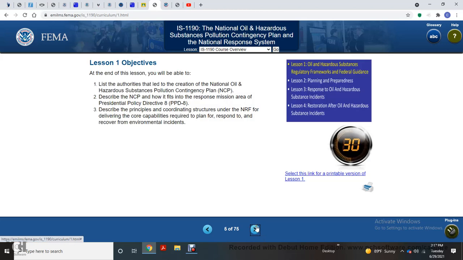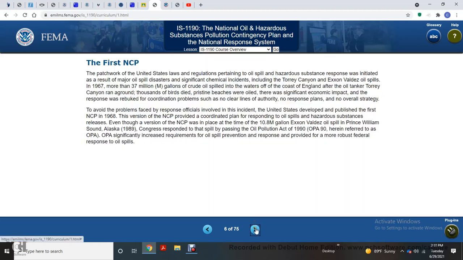All right, Lesson 1. At the end of this lesson, you will be able to list the authorities that led to the creation of the National Oil Hazard Substance Pollution Contingency Plan. Describe the National Contingency Plan and how it fits in the response mission area of Presidential Policy Directive Number 8. Describe the principal coordinating structure for the National Response Framework, developing or delivering core capabilities required to plan for and respond to and recover from environmental incidents.